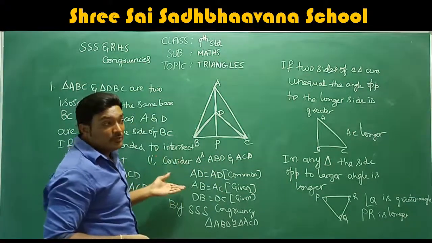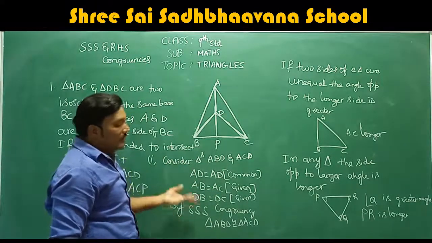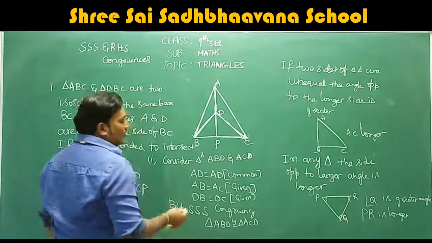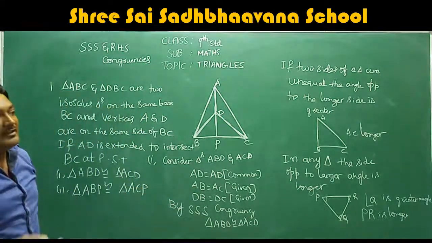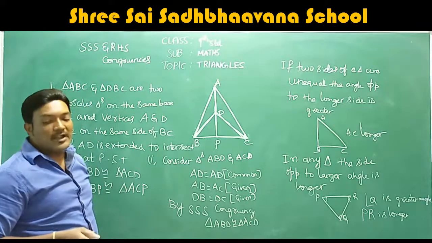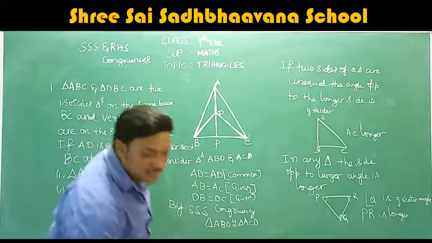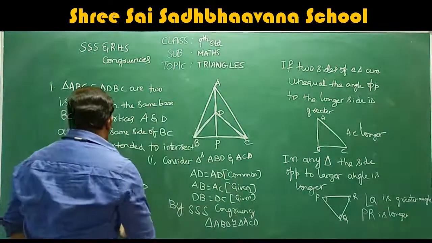It is the common side of both the triangles, and AB is equal to AC and DB is equal to DC. Just now we discussed that. It's given. So by SSS congruency, side and side and side, we can say that triangle ABD is congruent to triangle ACD. That's all. That's very simple.